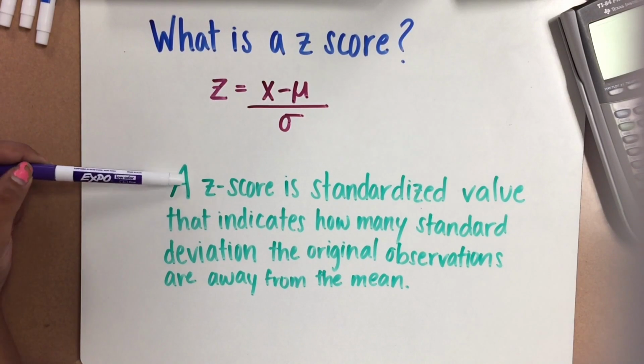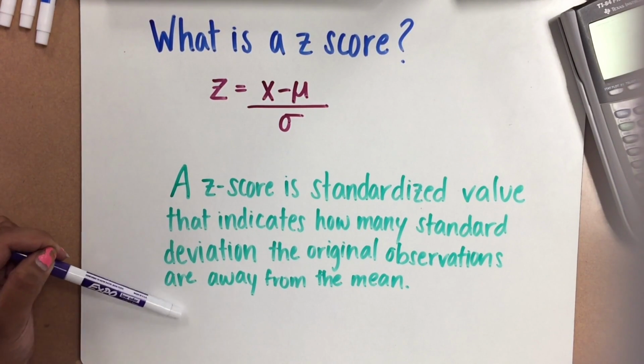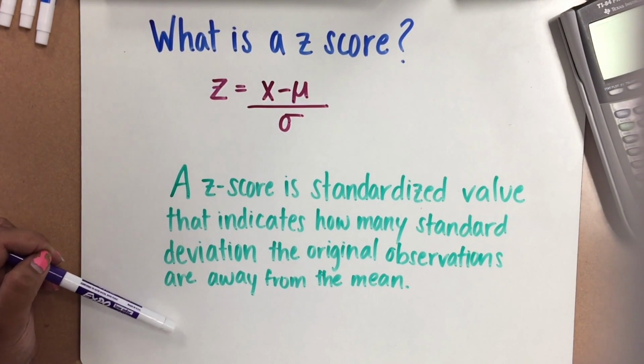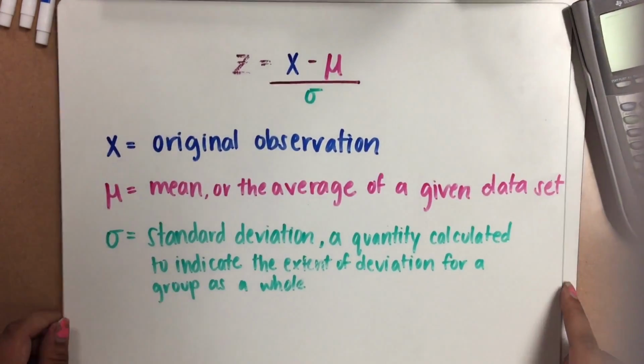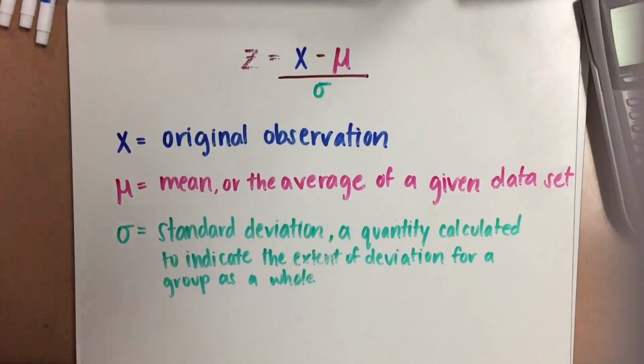A z-score is a standardized value that indicates how many standard deviations the original observation is away from the mean. Z is calculated by using the equation x minus mean divided by standard deviation.